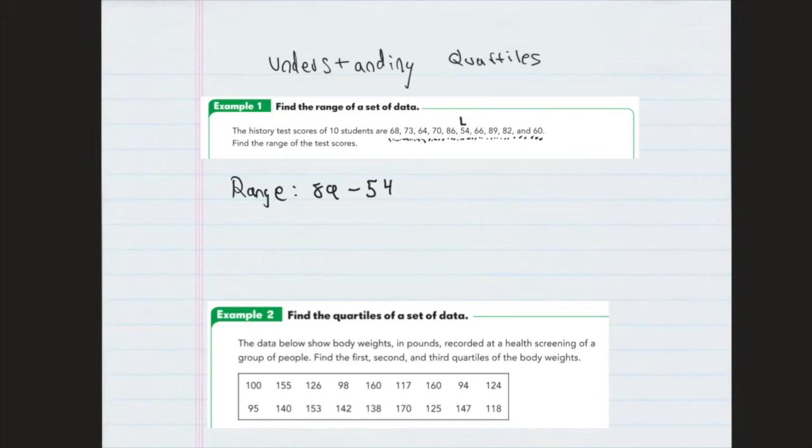Of course, if this were ordered from least to greatest, it'd be easy to find the range because we'd take the one on the right and subtract the one on the left. But it didn't give it to us in order. So we do 89 minus 54 and we get 25. So the range equals 25. What they're asking for is the history test scores of 10 students, find the range of the test scores. That means that the highest student scored 25 points better than the lowest student.